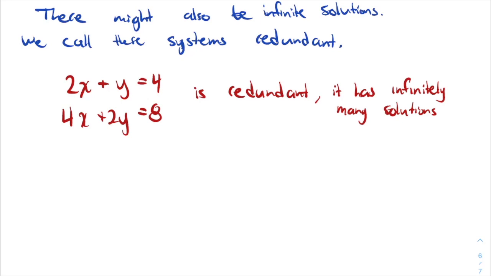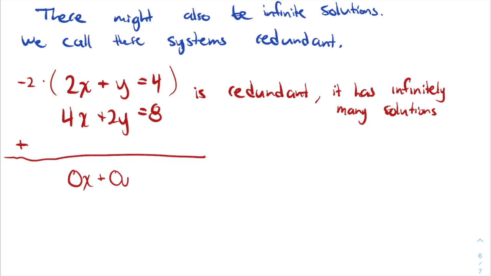How do we know? Well, we could try to use our similar methods canceling out. If we multiply this top row by -2 and add it to our second, we get -2 times 2x plus 4x is 0x. -2y plus 2y is 0y. -2 times 4 is -8 plus 8 is 0. 0 equals 0 is true. It's true, but it doesn't tell you anything.